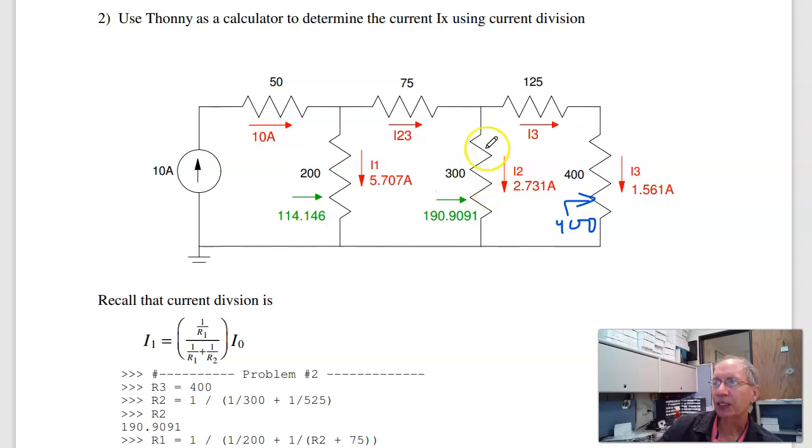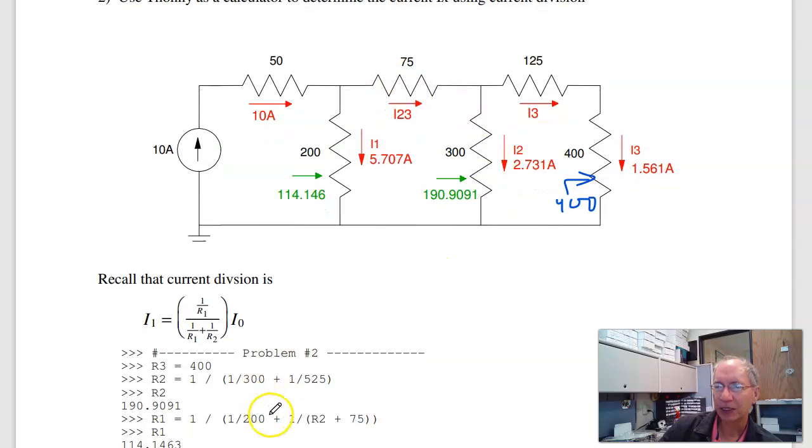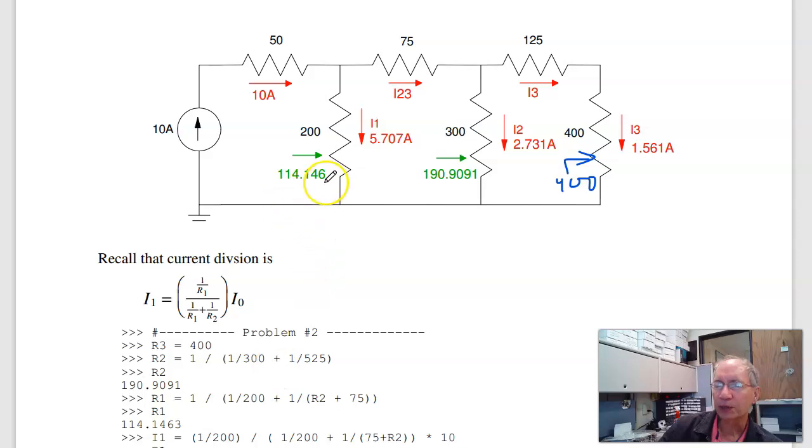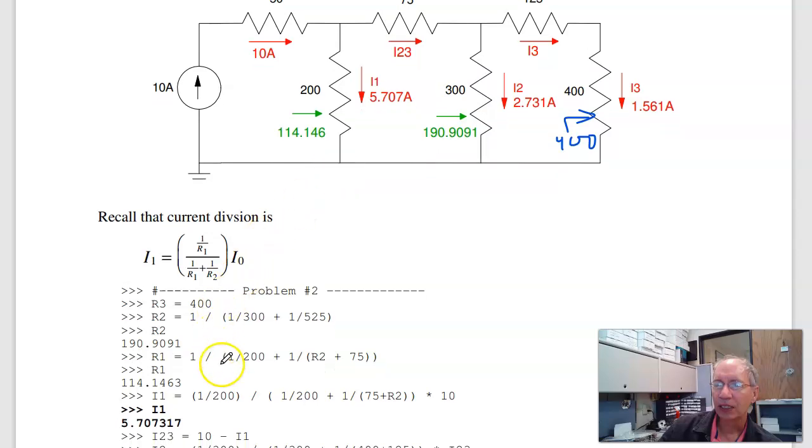This resistance looking right is 300 in parallel with 525, which gives you 190.91 ohms. This is 1 over 200 plus 1 over this impedance, which is 75 plus 190, 114 ohms. So now I can do current division. I1 is just 1 over 200, what I'm measuring, over the total admittance: 1 over 200 plus 1 over this mess, which is 75 plus R2. That percentage of 10 is 5.7 amps.